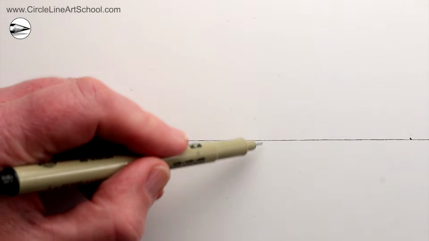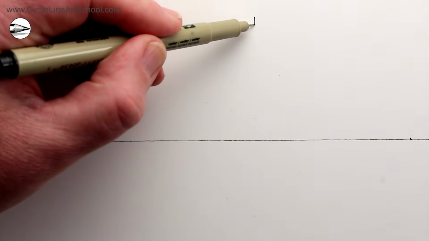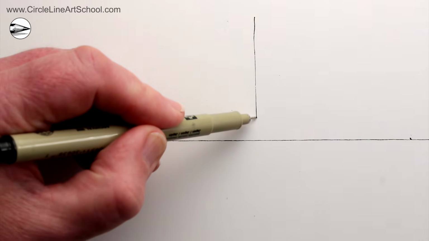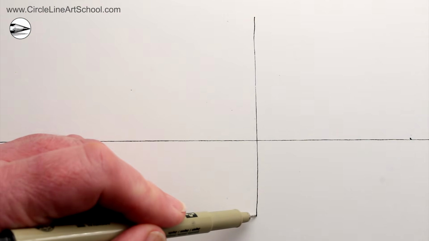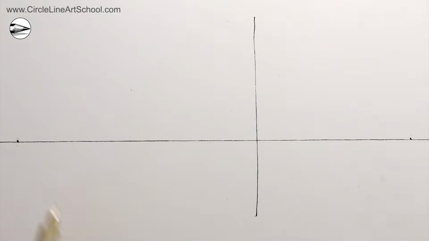Now we can draw a vertical line for the nearest corner of the building that we're drawing. Next, draw a line from your vanishing points to the base of this vertical line.